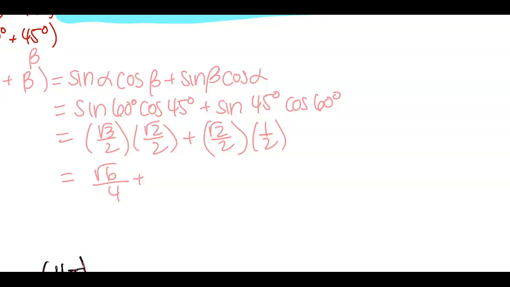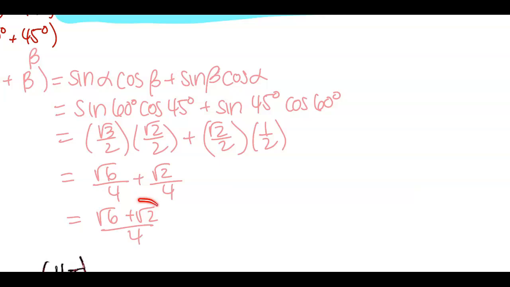It's not going to change anything under your radical. It's not going to affect your radicand. So it's just going to be square root of 2 over 4. Well, since both of these denominators are the same, I could do one last thing. I could rewrite this as square root of 6 plus square root of 2 over 4.